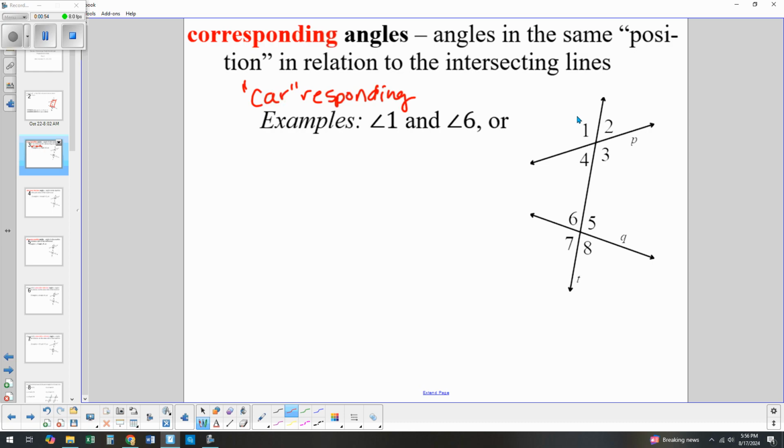And if I imagine that there is a car here and a car here, right, here's our little headlights. Angle 1 is in the driver's seat of this car. Angle 6 is in the driver's seat of this car. So angle 1 and angle 6 are in the same seat in the car, so they are corresponding angles. Another example: the person behind the passenger is angle 3, and the person behind the passenger in the other car is angle 8. So that's another pair of corresponding angles.